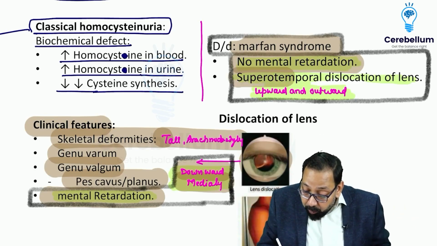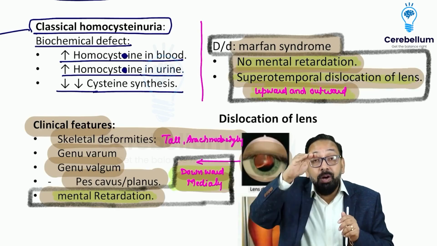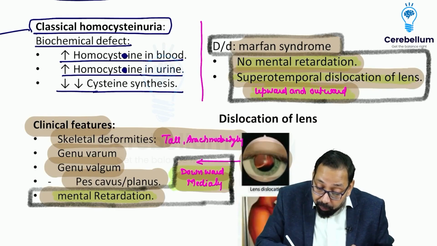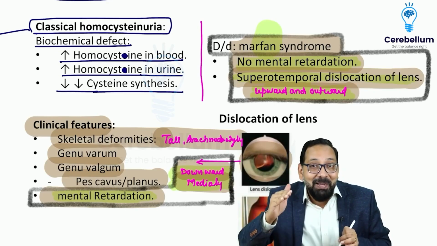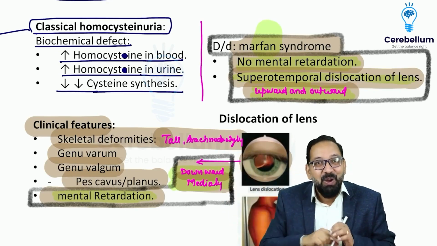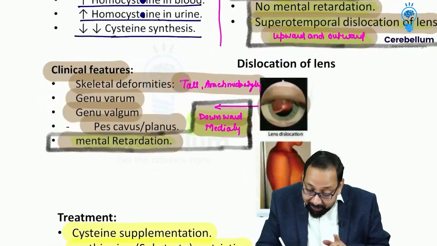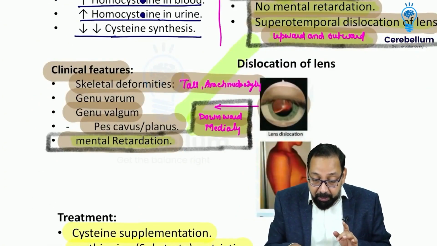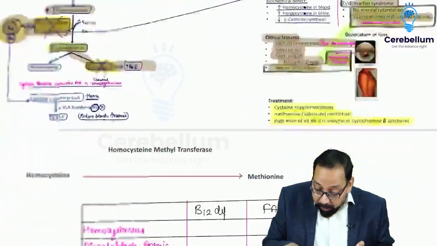Superotemporal dislocation of lens means dislocation of the lens upward and outward. Marfan, fan of split AC. Yes, upward and outward. So Marfan syndrome, upward and outward. So by this, you can differentiate between classical homocystinuria and Marfan syndrome.